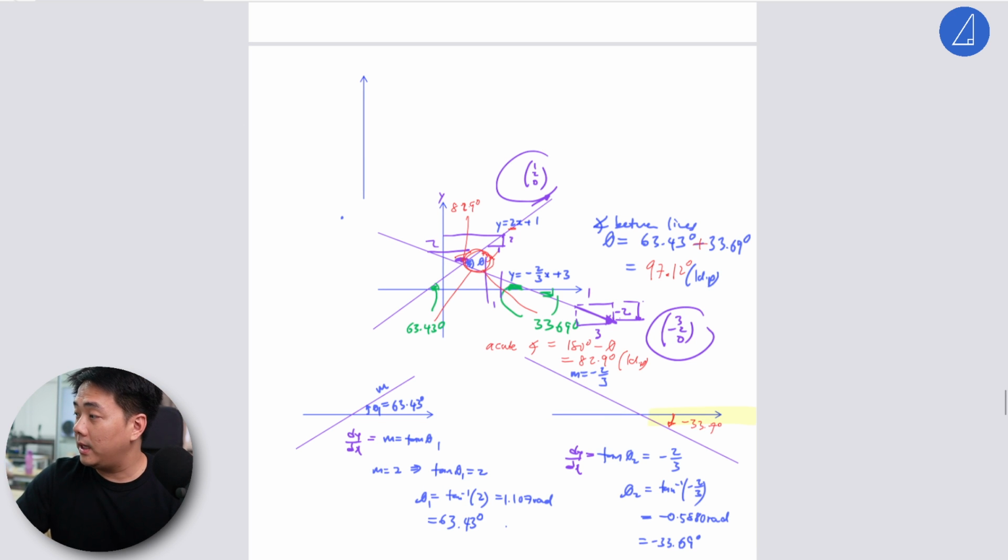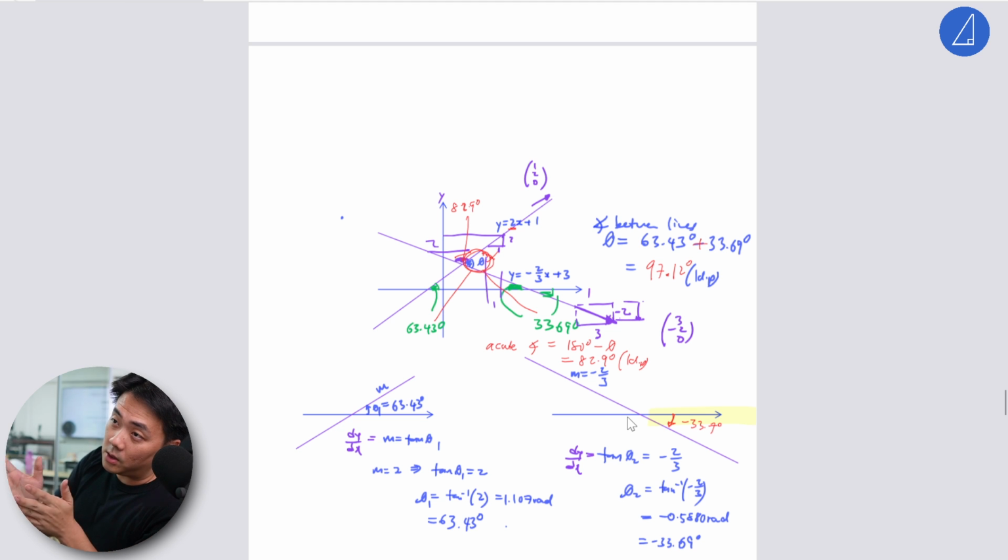Okay, any other questions? So if you've forgotten that m is equal to tan theta, what you need to do is just write it down in column vector form, then find the dot product.